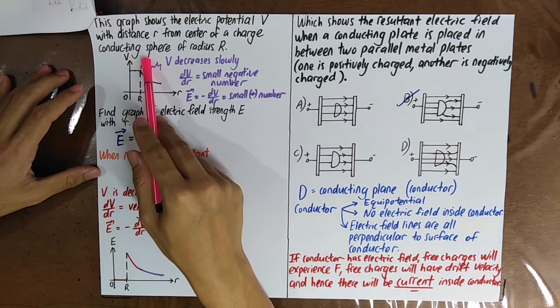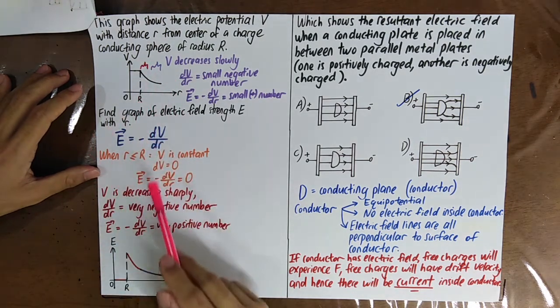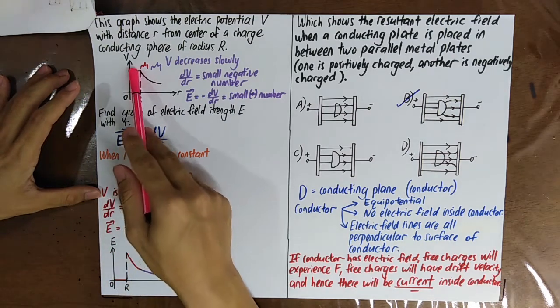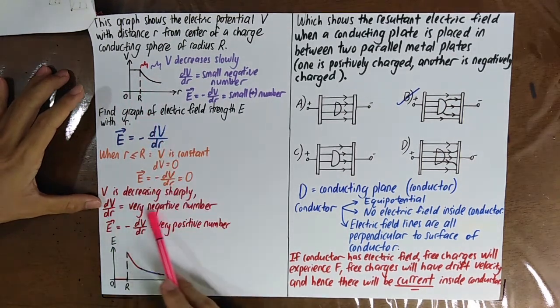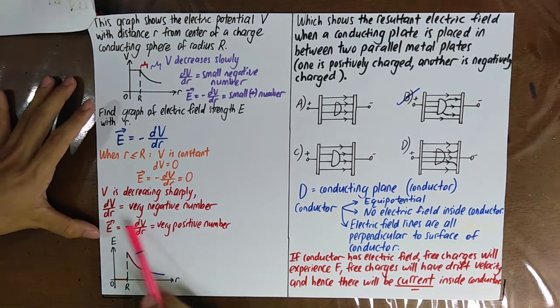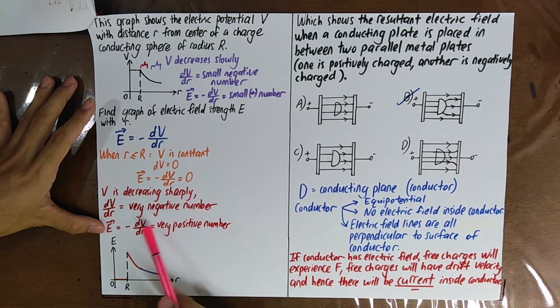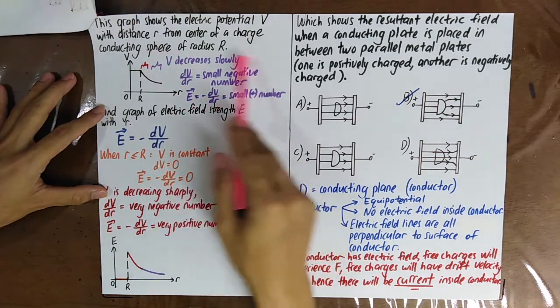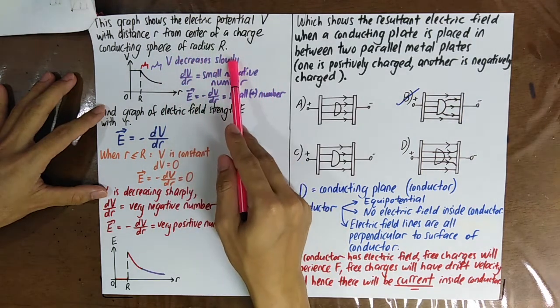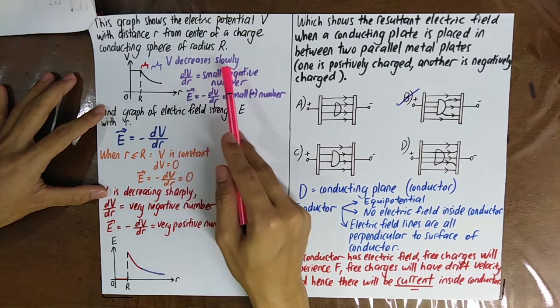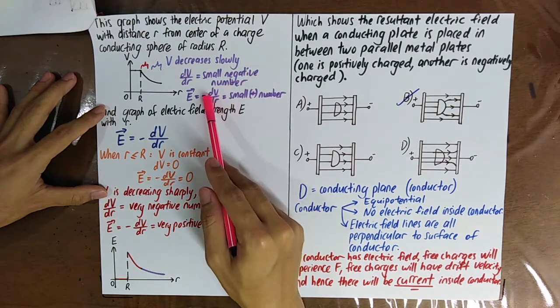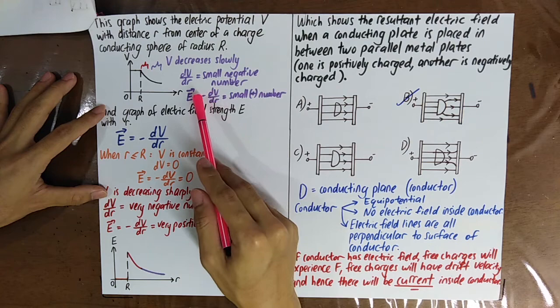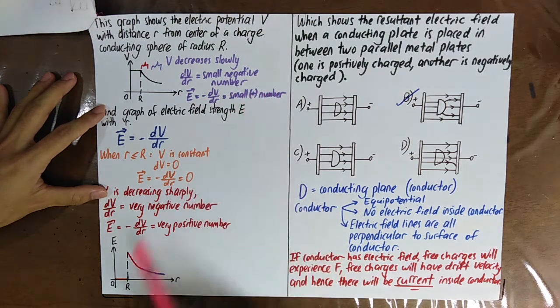Okay, let's take a look at the red region here. The V is decreasing sharply. dV is a very negative number, but when it multiplies with the negative sign, it becomes a very positive number. Okay, and then for the purple region here, V decreases slowly. So you know that dV is a very small negative number, and when it multiplies with a negative sign, it becomes a small positive number.